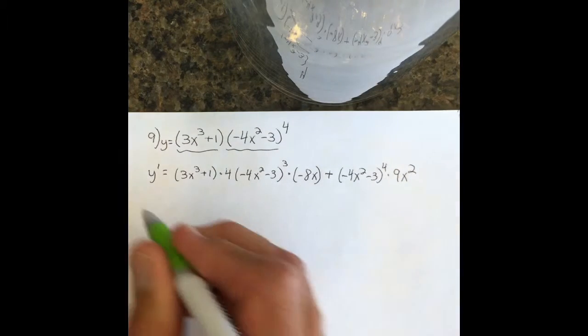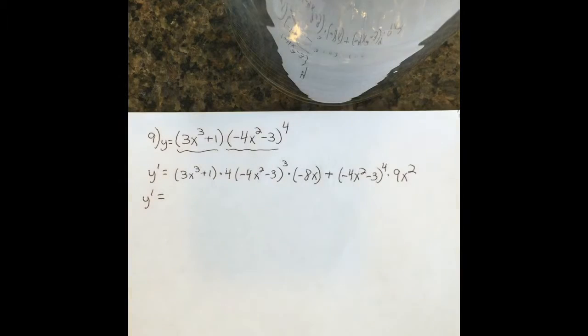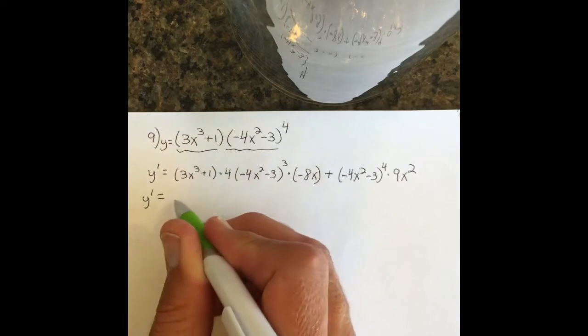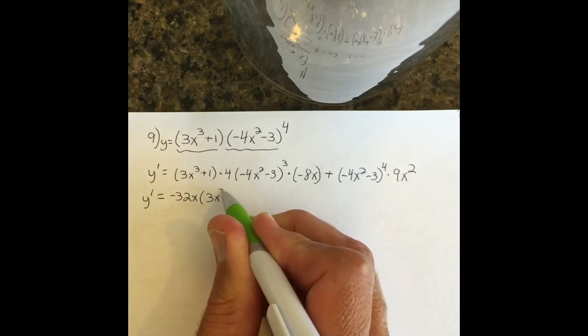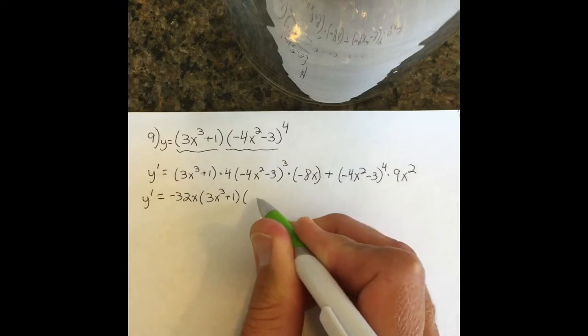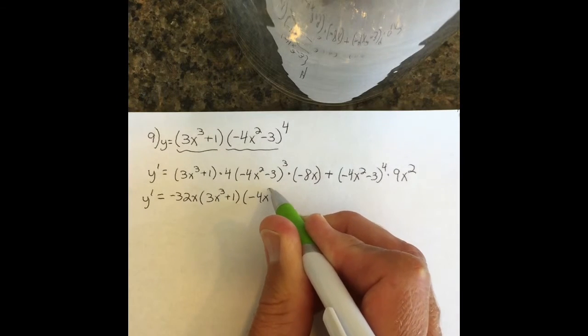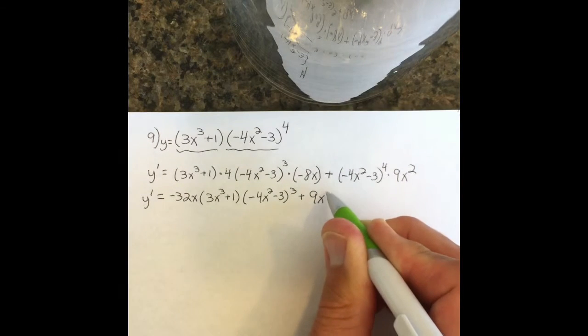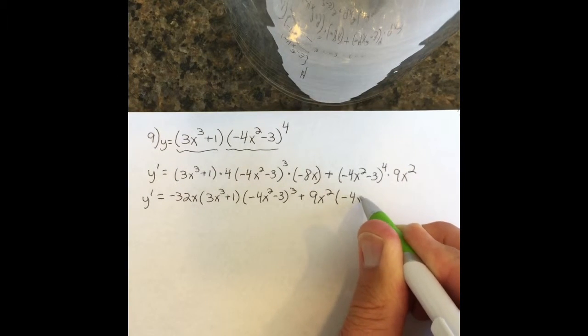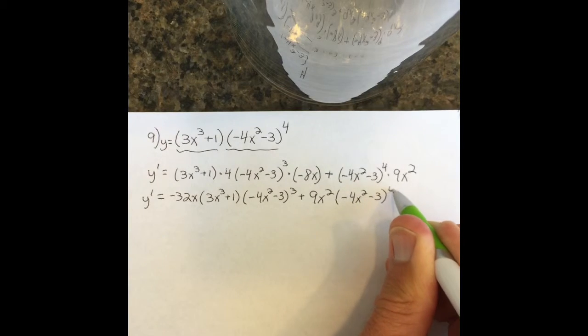And now it's a matter of simplifying. So I'll multiply a few things together. If you want to stop the video and finish it and then watch the rest of the video, that'd be a good time to do that now so you can see if you can finish it. Here's how I'd finish it. 4 times negative 8x is negative 32x. The rest of the factors, I can't really simplify too much. I'll just recopy them: 3x cubed plus 1 and negative 4x squared minus 3 to the third power. And the second half, I simply have 9x squared and then negative 4x squared minus 3 to the 4th power.